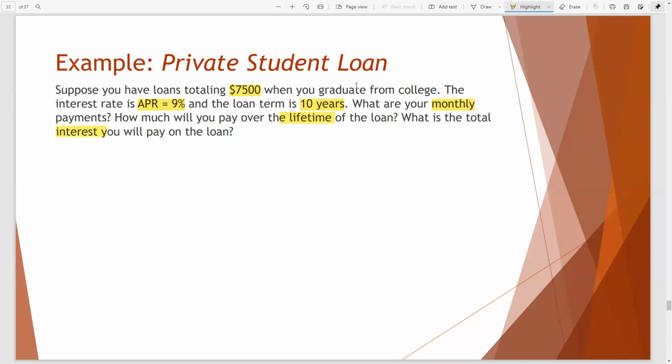And also, finding the total interest over the lifetime, that means the total payments you make. Originally you're just making a $7,500 loan, but after 10 years, at an APR of 9%, we see how much we need to pay. APR 9% looks like not that much, right? But we will see what happens.